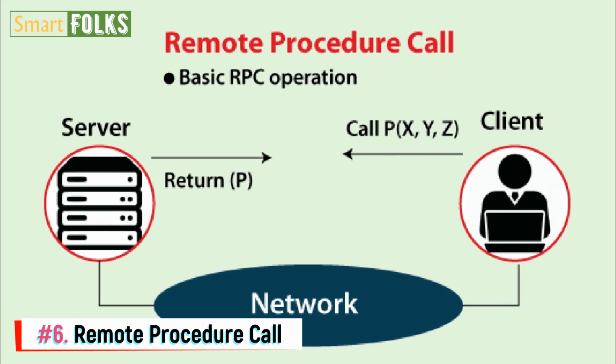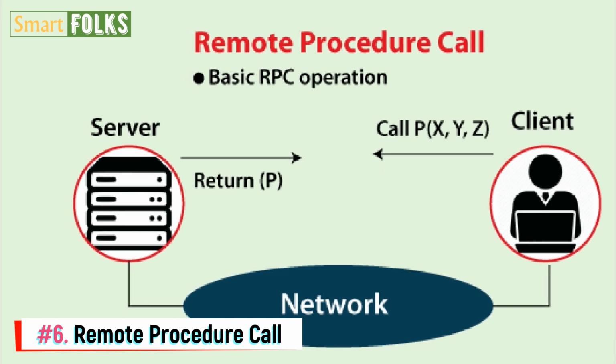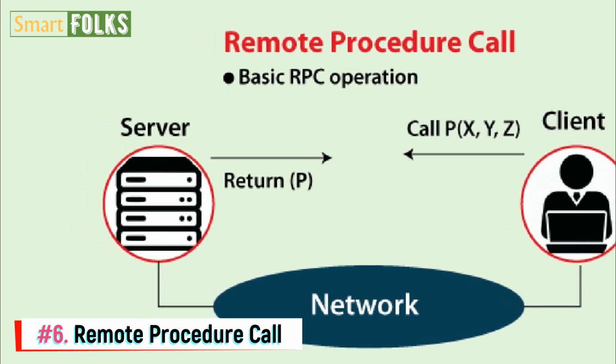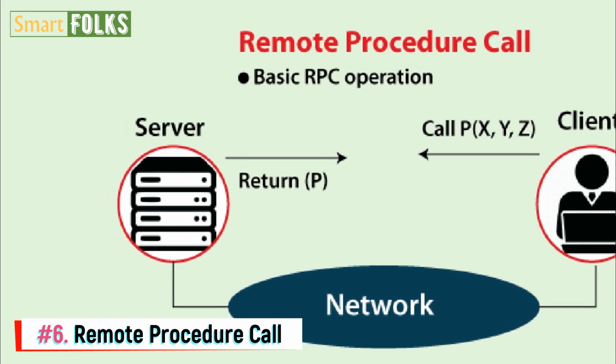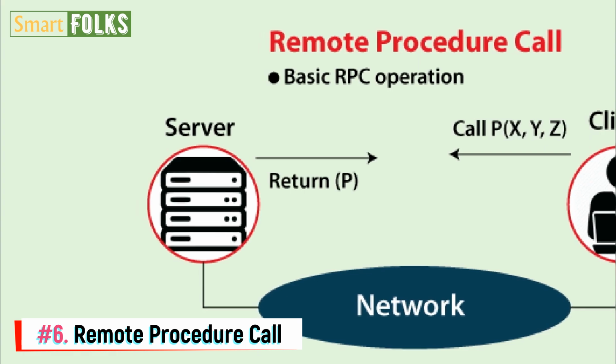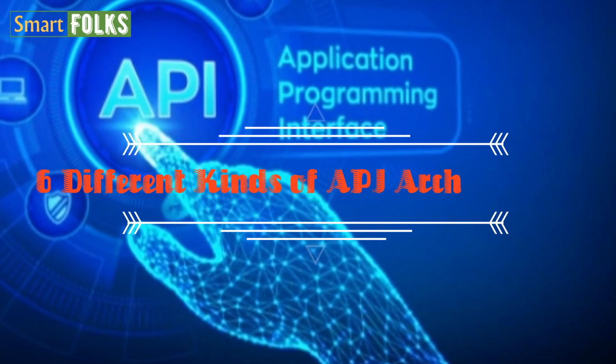RPCs rely on synchronization to function. The moment a software submits a request, it is halted until the server responds. Distributed systems benefit most from RPCs. They perform well and have lightweight payloads that are suitable for command-based systems. So guys, these were the 6 different kinds of API architecture.